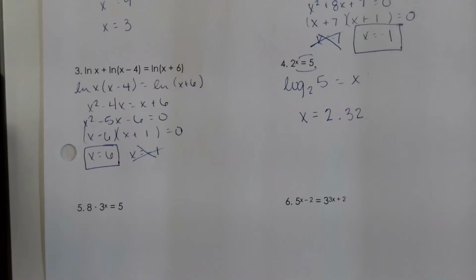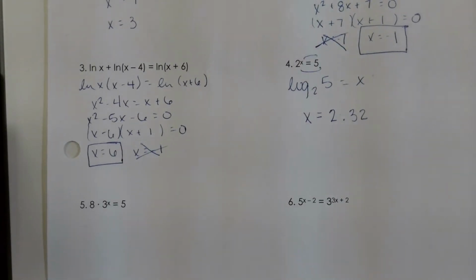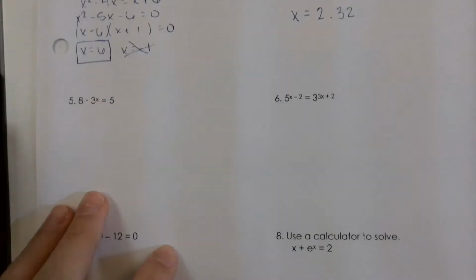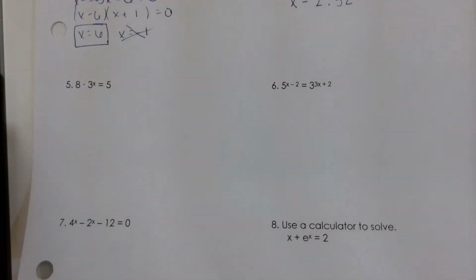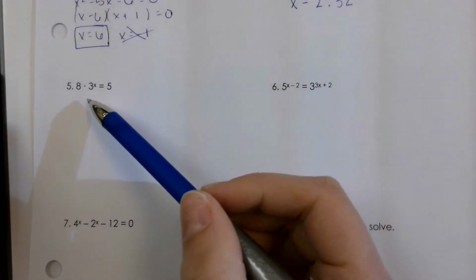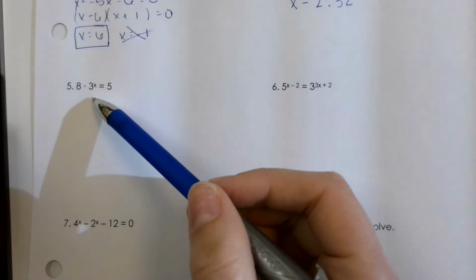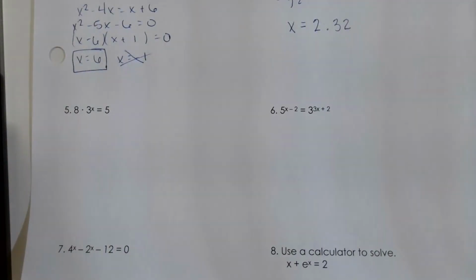All right, so number 5 is much of the same thing. What do you think we need to do first, though? We could try to get the bases the same, but we've got 3 as a base over here, but it's 8 times 3 to x. Then we have a 5 on the other side, so I'm not seeing anything that's going to be the same really quickly. Do y'all see anything that's jumping out to you that's going to be the same? No.